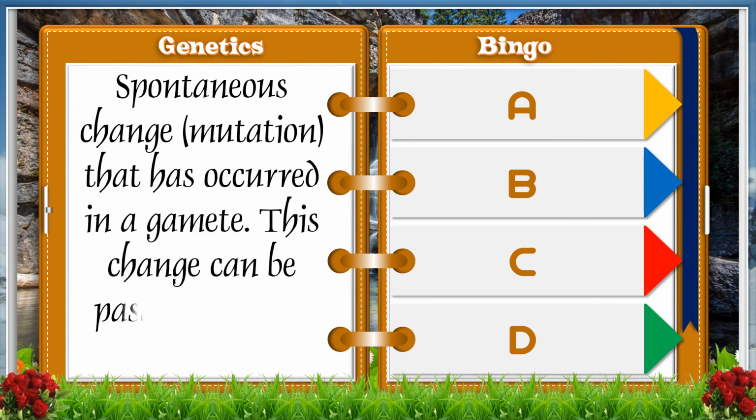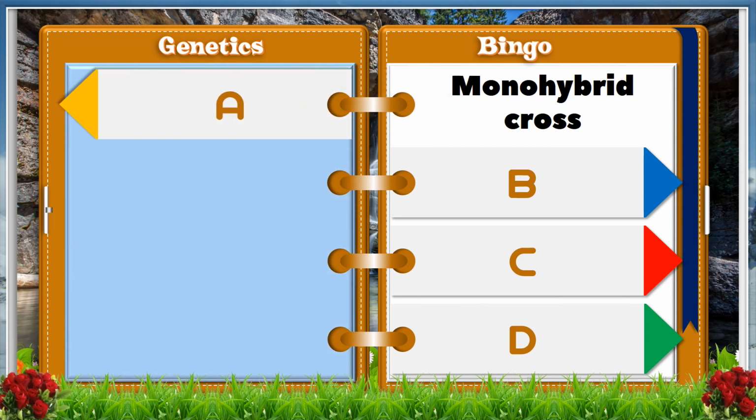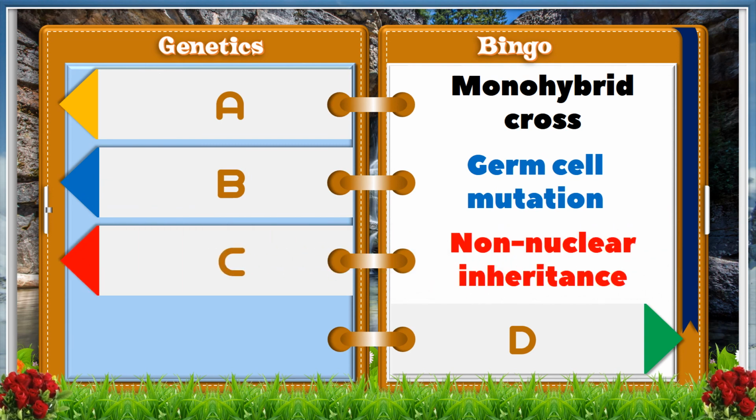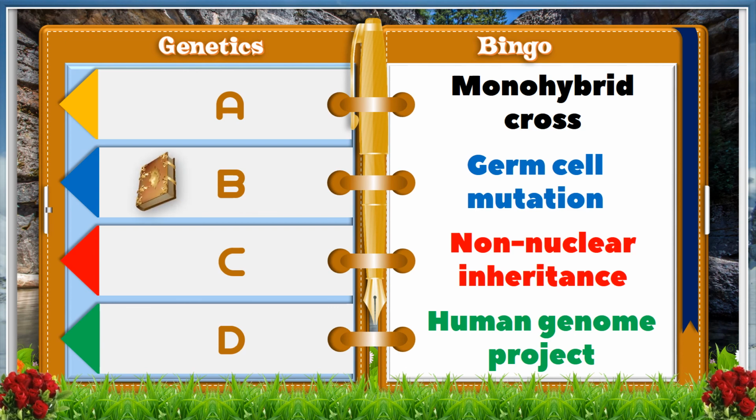Spontaneous change that has occurred in a gamete. This change can be passed on to the offspring produced. A. Monohybrid cross. B. Germ cell mutation. C. Non-nuclear inheritance. D. Human Genome Project. And the answer is B. Germ cell mutation.